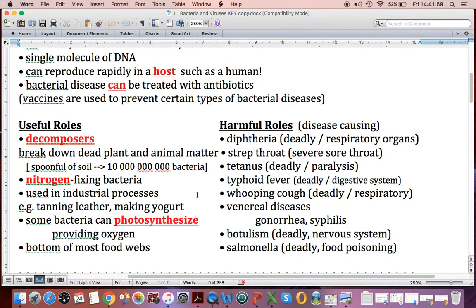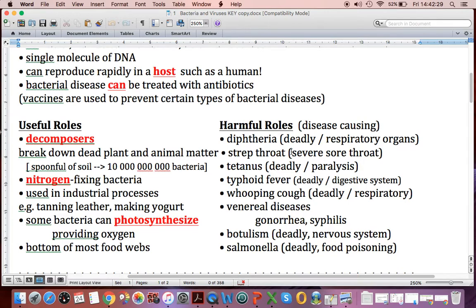On the right, we have the harmful roles. That means disease causing. So if you are given a list of diseases, you should know if they're caused by bacteria or virus. So here are some bacterial ones. We have diphtheria, strep throat, tetanus, often known as lockjaw. So if you step on a rusty nail and it happens to have that type of bacteria in there, then you can run into those problems.